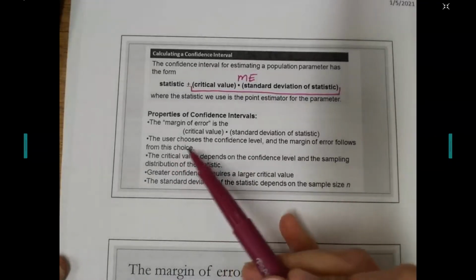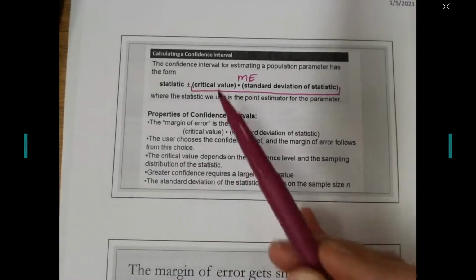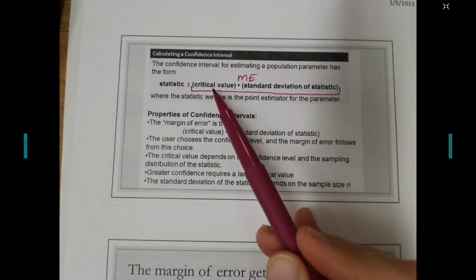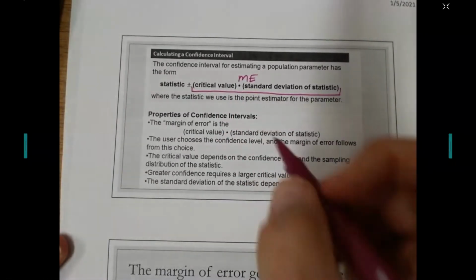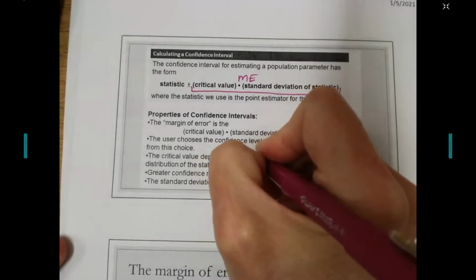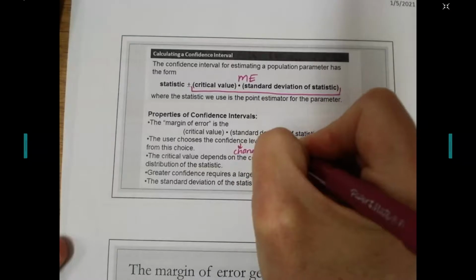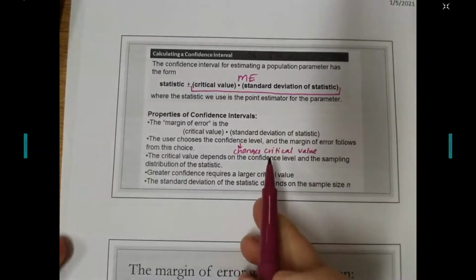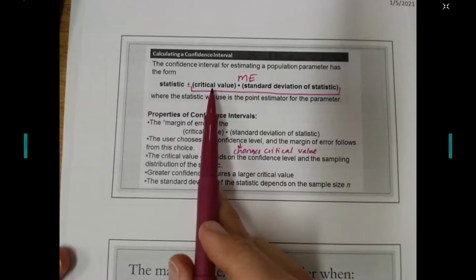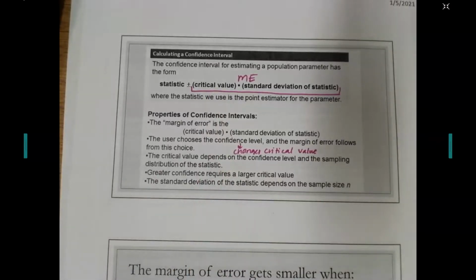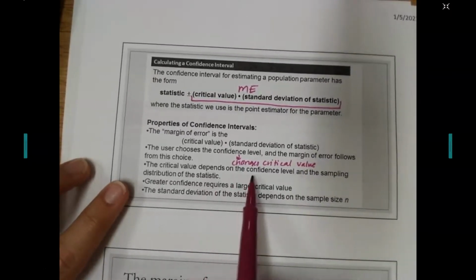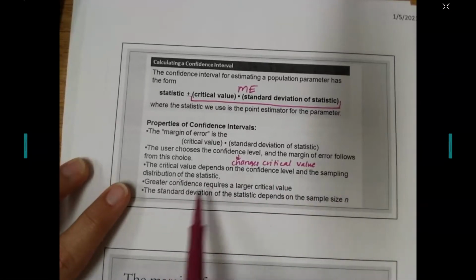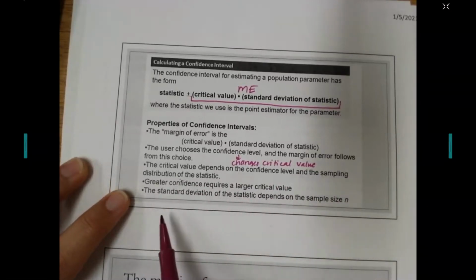Couple of things about that margin of error. The user chooses that confidence level, which is what affects the critical value. So the confidence level changes the critical value. The more confident we are, the larger that critical value is going to be. The more confident we are, then that's going to make a wider interval, which makes sense, right? If I have a wider interval, I'm more confident that I have captured the truth because I have a wider interval to deal with there. The critical value depends on the confidence level and the sampling distribution of the statistic. Greater confidence requires a larger critical value.